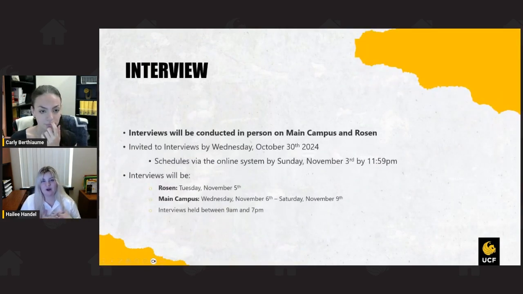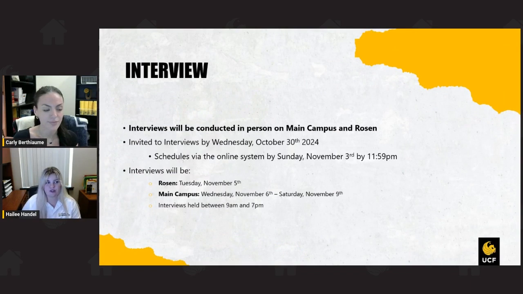All right, if you are one of the several individuals who's lucky enough to be invited to an interview, interviews will be conducted in person, both on the main campus and at the Rosen campus. You'll be invited to interviews no later than Wednesday, October 30th, 2024, and you have until November 3rd by 11:59, which is on a Sunday, to schedule your interview.